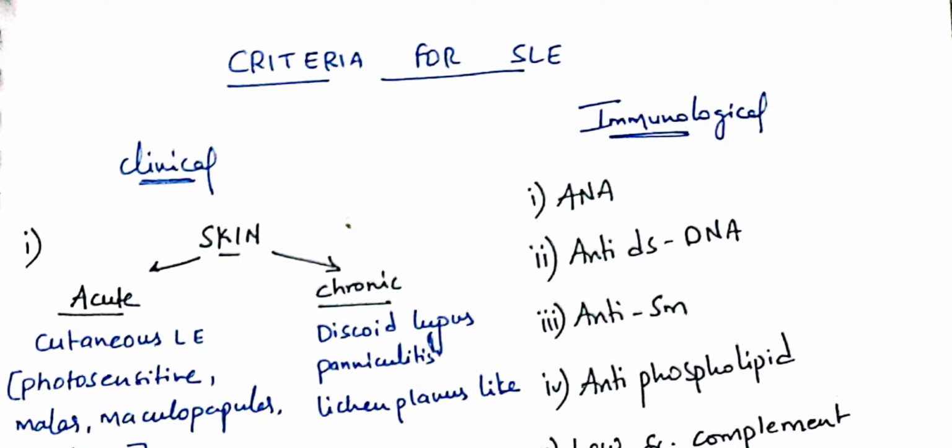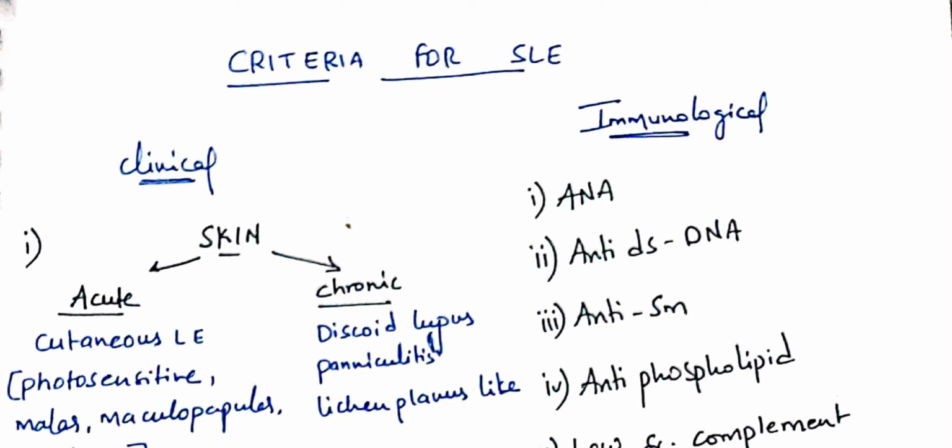Hi friends, today I am going to discuss the criteria for diagnosing SLE. SLE is systemic lupus erythematosus, which is an autoimmune condition. There are many criteria for diagnosing SLE. This is one of the standard criteria, called the Systemic Lupus International Collaborating Clinics Criteria for Classification of Systemic Lupus Erythematosus.